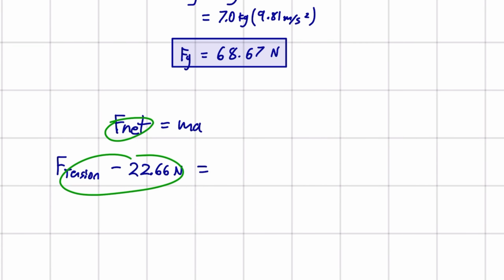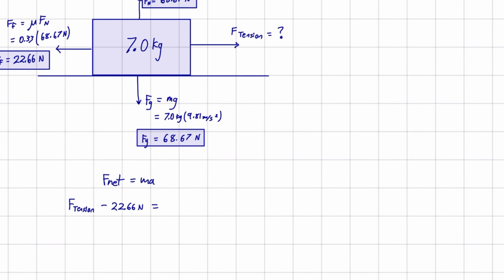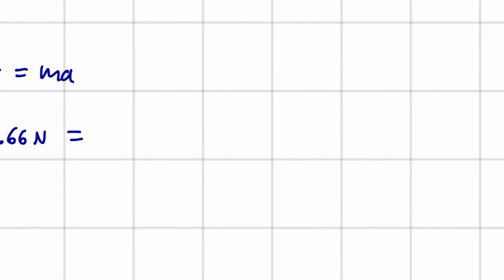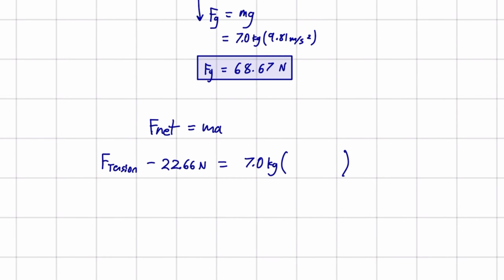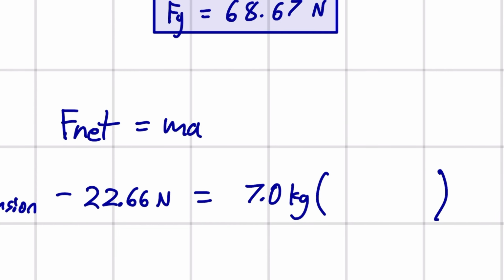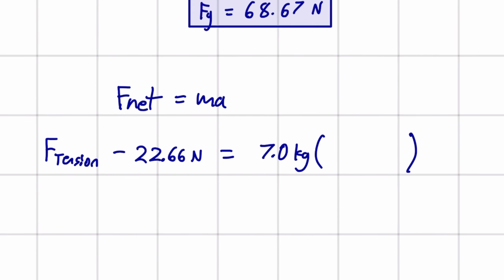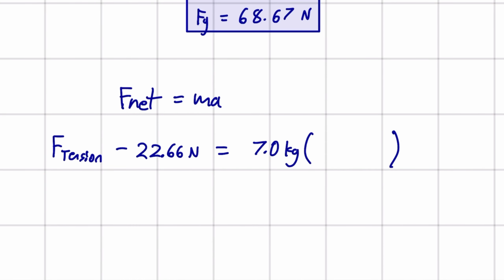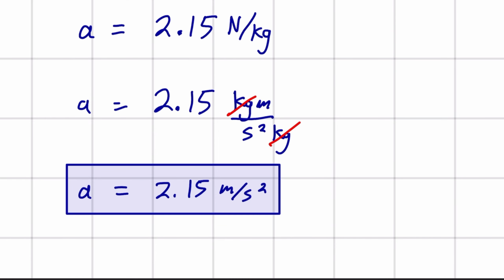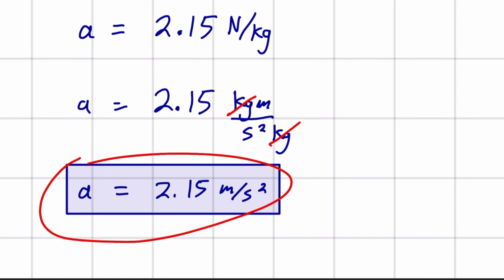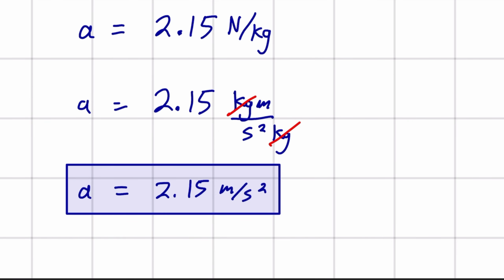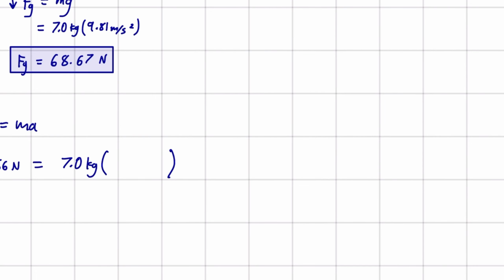And then what is our mass and our acceleration? So our mass is 7 kilograms. So 7.0 kilograms. And then the acceleration, look at this. We need a value for acceleration. And if we have that, then the force of tension is our only unknown. So let's go back here and take this value for acceleration of 2.15 meters per second squared.